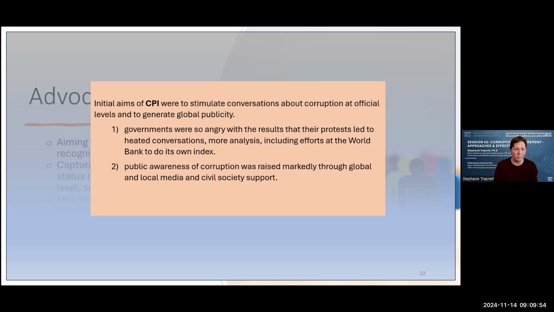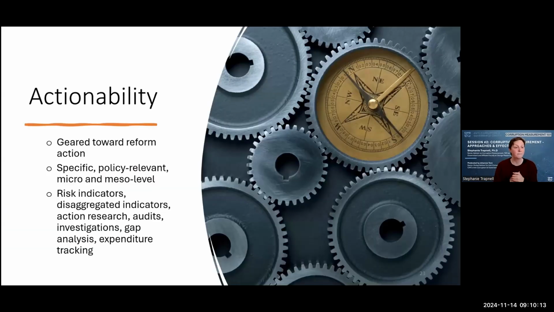So this was an example of how the data doesn't capture change. The data doesn't give you actionable data. It doesn't give you these areas where you need to reform, but it does generate so much conversation that it leads to other things. So it's a good example of an advocacy goal for corruption measurement data. A second goal that you could have with using data or creating data is actionability.